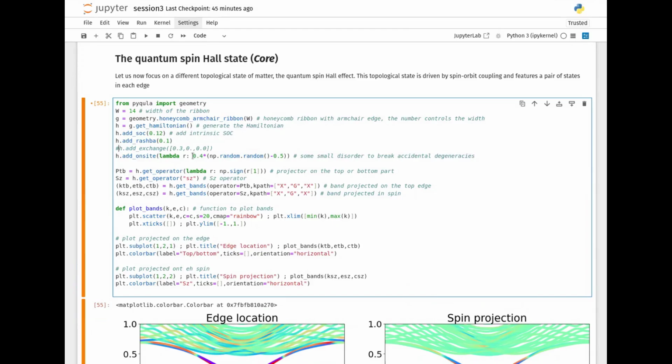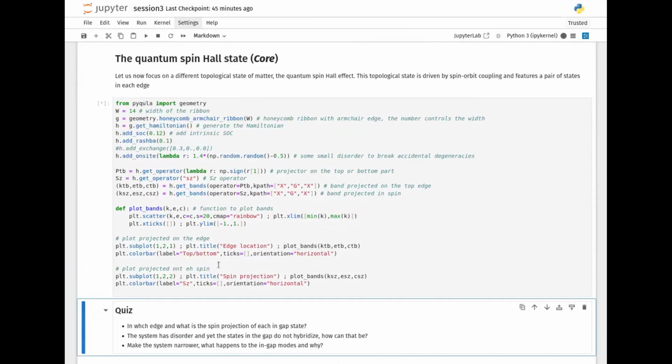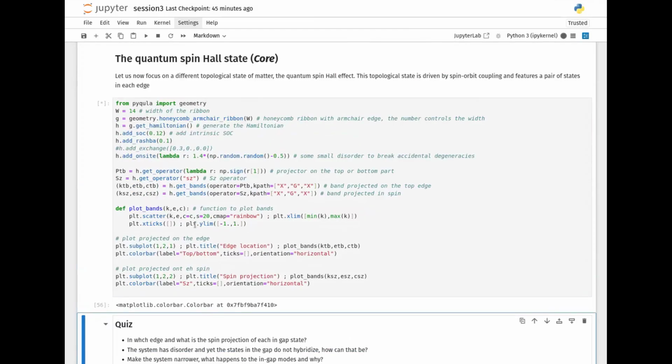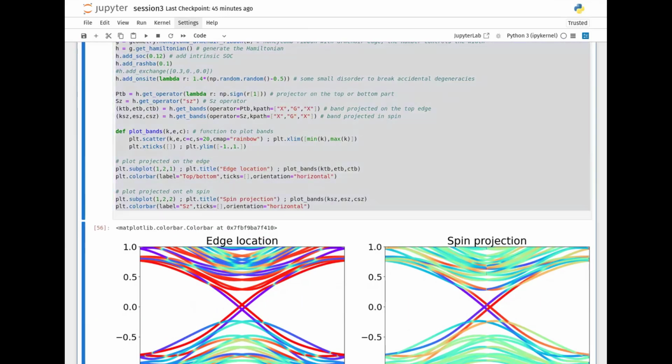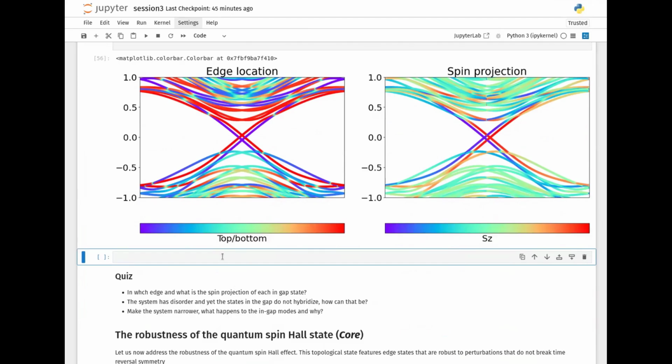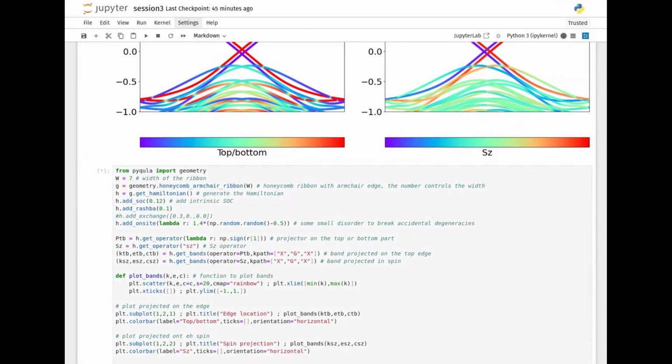Okay, good. And then the last question about the quantum spin Hall effect is to make the system narrower and see what happens to the in-gap modes and why. This question is very similar to what we observe in the case of Chern insulators and quantum Hall insulators. So what we can do is make a copy of this just to see both of them at the same time. And we are going to take a smaller width. So let's take, for example, 7.